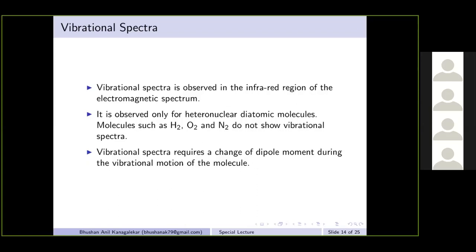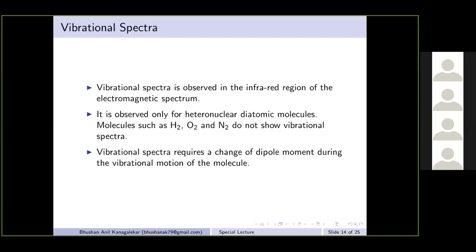So H2N2O2 will not show the vibrational spectra because there is no change in the electric dipole moment while vibrating. So H2N2O2 as such has zero electric dipole moment, and while vibrating also it will not show. So HCl has got certain electric dipole moment. While vibrating, it will change. There will be a change in the electric dipole moment with the change in the bond length as it vibrates.